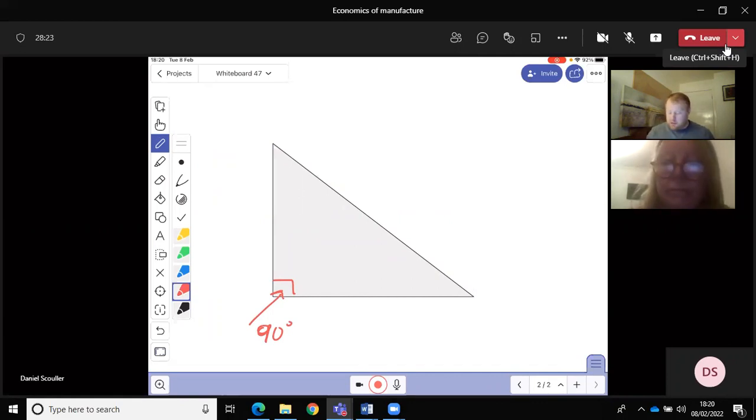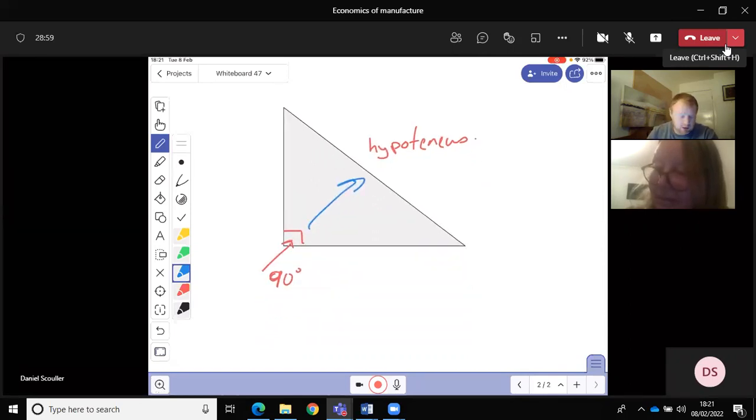So, naming sides in a right angle triangle, we've got the hypotenuse, of which I've guessed the spelling. The hypotenuse is always the longest side, and it's always opposite the 90 degree angle. So if that's not very clear in the picture, or the sides are sometimes quite close, the hypotenuse is always the longest side. So you've got one long side and two short sides.